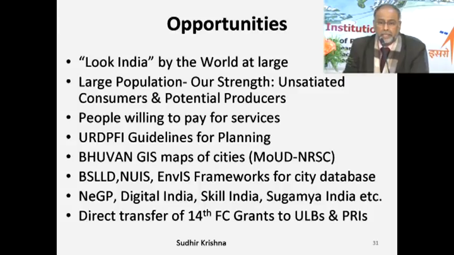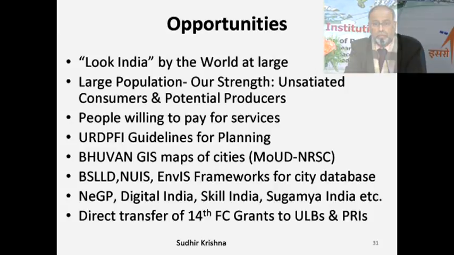The National e-Governance Program, Digital India, Skill India, Sugamya India, Make in India, all these programs are offering umpteen opportunities for us to make our cities better and better planned. Our Finance Commission grants are going directly to municipalities and panchayats. Again, the local bodies can capitalize on this opportunity.